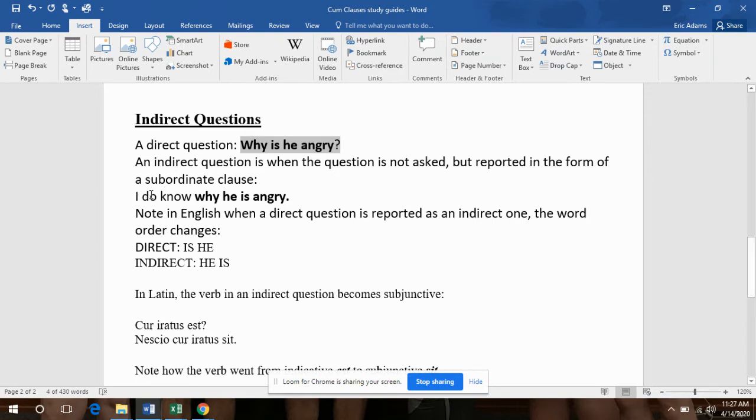It says here, I do know why he is angry. Or in some instances, you could say, I don't know why he is angry. But I'm going to go back to do, because I think we all know why Mr. Adams is angry. Nevertheless, if I wanted to, I could put a period right there. I do know, period. And that would be able to stand on its own. But here, why he is angry, that obviously cannot.